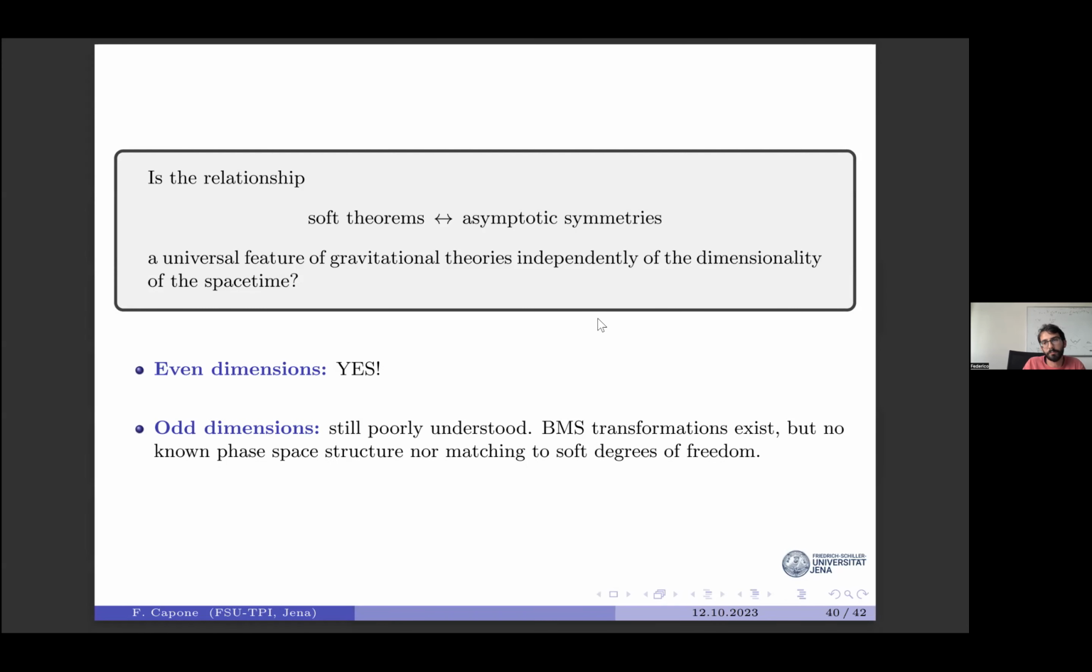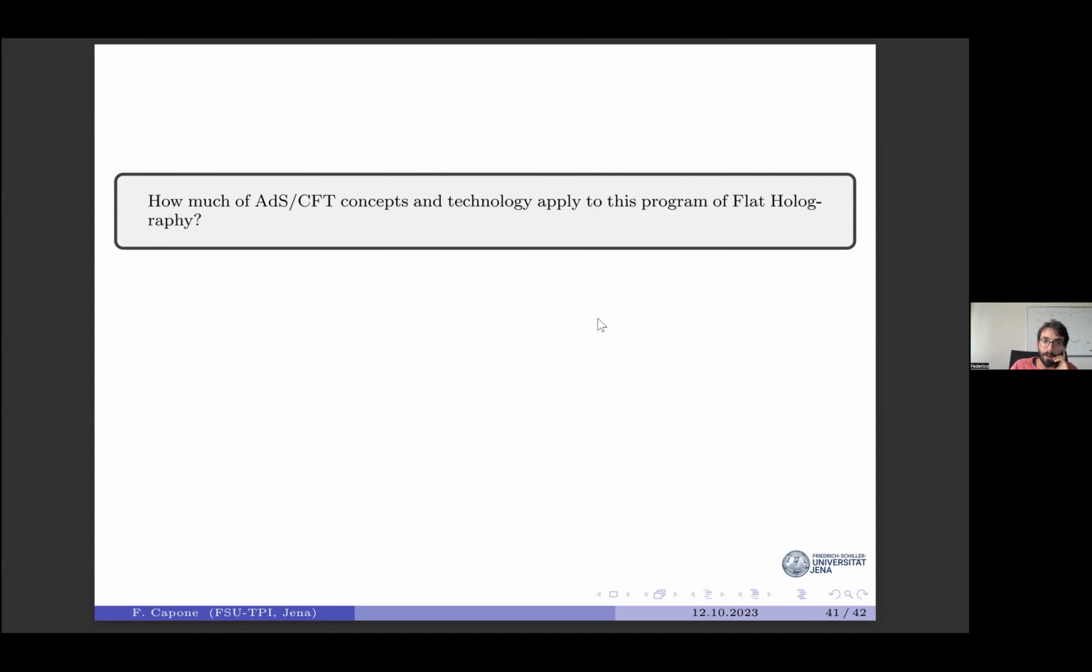But what is the problem with odd dimensions? Well, the problem with odd dimensions is that the phase space structure and also the asymptotic structure is still poorly understood. And there seems to be a sort of mismatch between what, I didn't introduce this notation yet, what are the hard modes in the charges and the soft modes in the charges. If you're familiar with this terminology, this is the key to understand why odd dimensions is a bit tricky. Even dimension is basically, I would consider it solved, but there are many interesting open questions, which also relate to how much of AdS/CFT concepts and technology apply to the problem of flat holography.